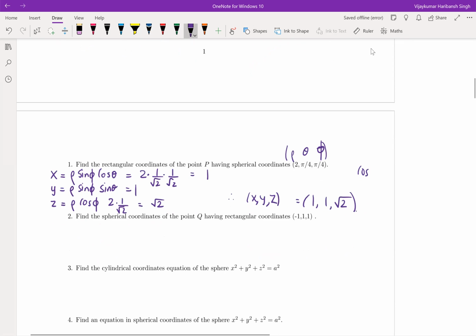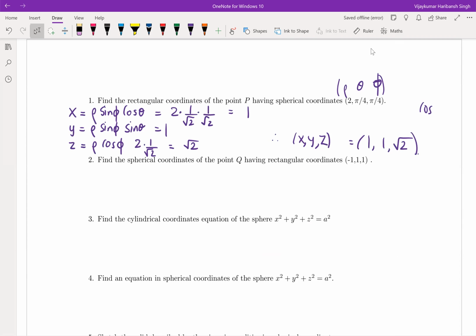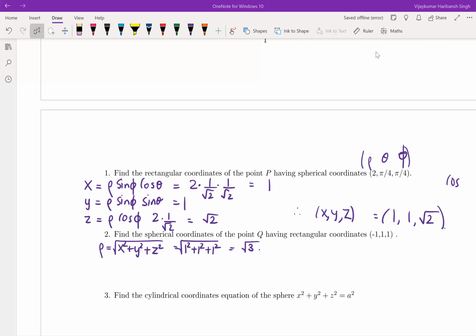Now look at the next problem. Find the spherical coordinates of the point whose rectangular coordinates are given by -1, 1, 1. First we'll compute rho. Rho is going to be the square root of x squared plus y squared plus z squared, which is the square root of 1 squared plus 1 squared plus 1 squared, which is root 3. There are many ways to find cos phi. One way is cos phi equals z over rho. Z is 1, rho is root 3. So we get phi equals cos inverse of 1 by root 3.